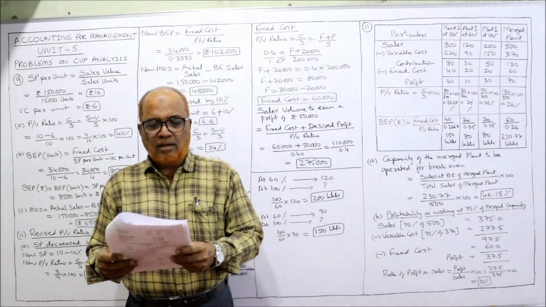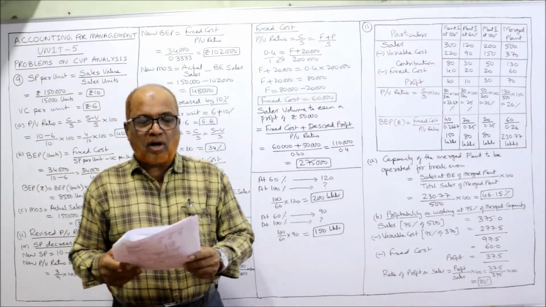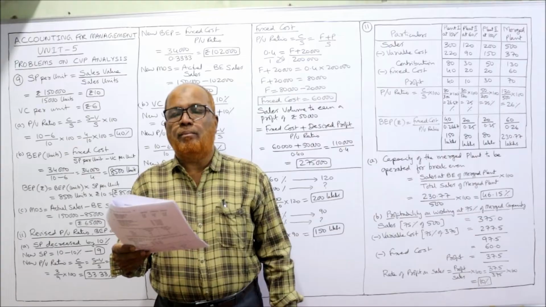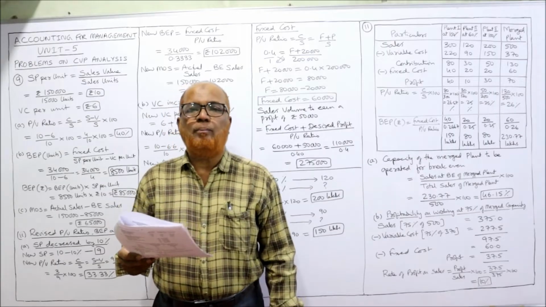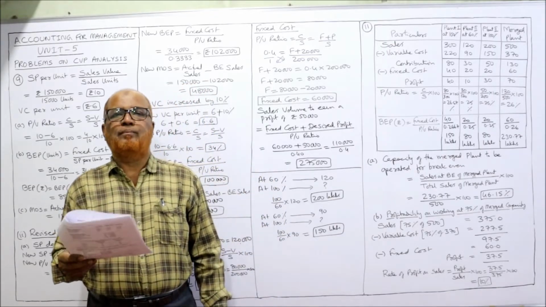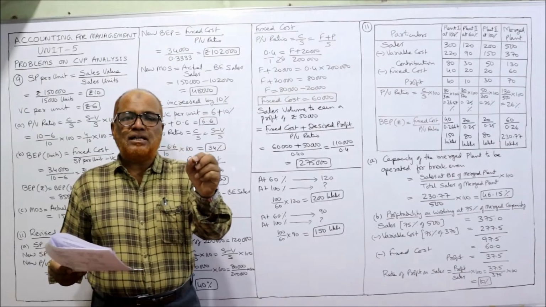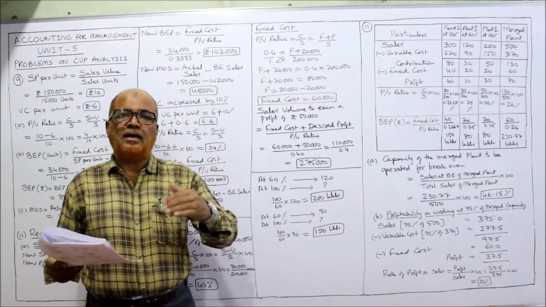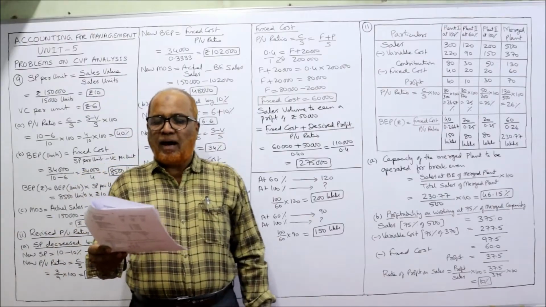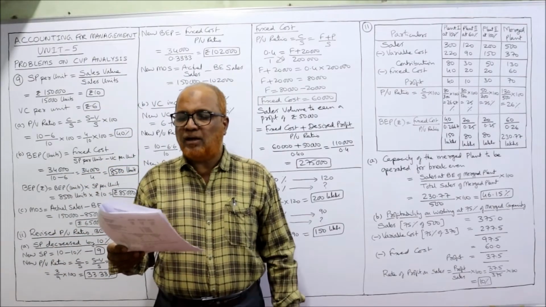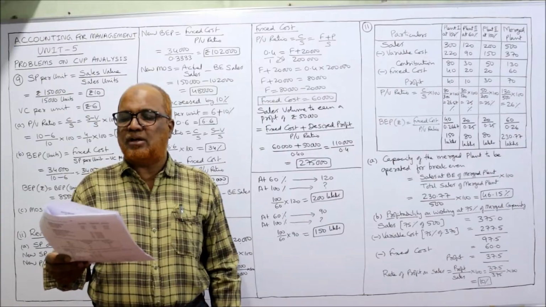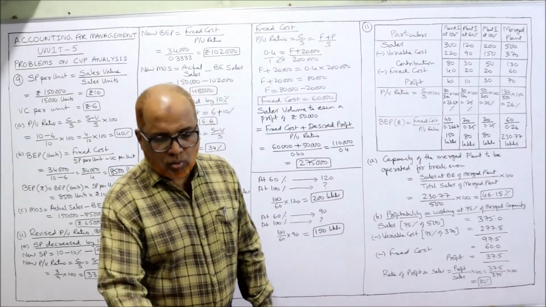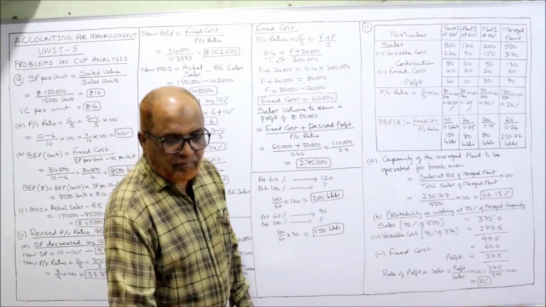The question is, you are required to calculate what would be the capacity of the merged plant to be operated for break-even. That means at what percentage capacity the merged plant will operate at break-even. And secondly, what is the profitability on working at 75% of the merged capacity? So two questions are asked. One by one, we'll try to attempt.